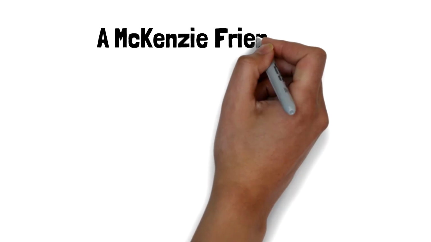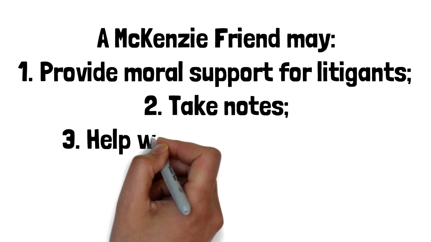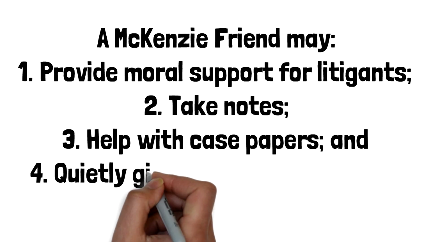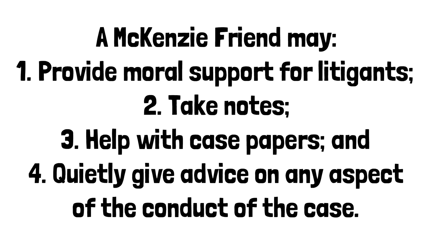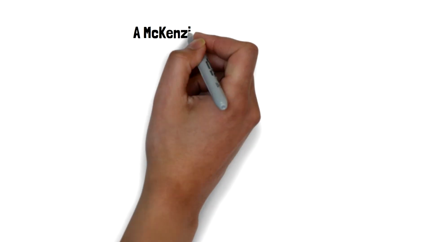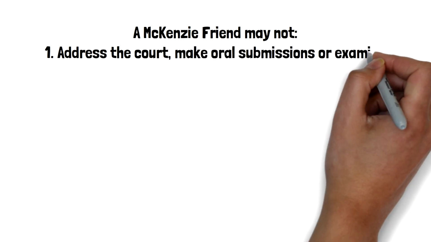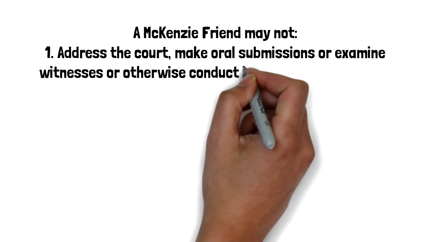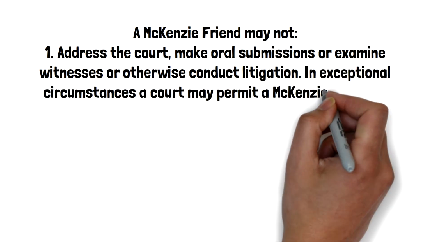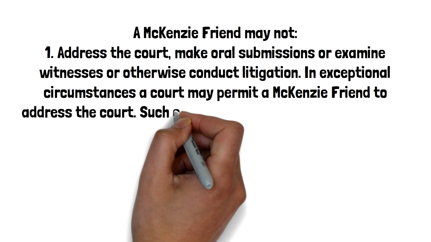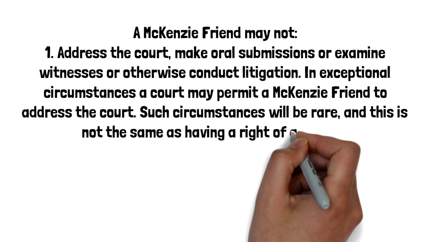A McKenzie Friend may provide moral support for litigants, take notes, help with case papers, and quietly give advice on any aspect of the conduct of the case. A McKenzie Friend may not, however, address the court, make oral submissions or examine witnesses or otherwise conduct litigation. In exceptional circumstances, a court may permit a McKenzie Friend to address the court. Such circumstances will be rare, and this is not the same as having a right of audience.